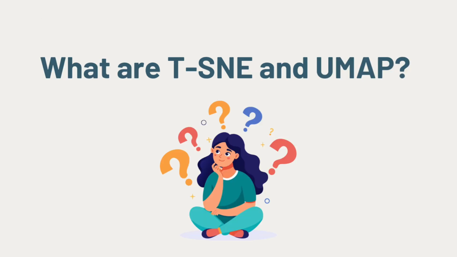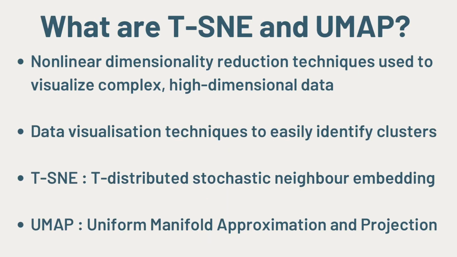But wait, what are t-SNE and UMAP? They are nonlinear dimensionality reduction techniques used to visualize complex, high-dimensional data in 2D or 3D plots. You may think of them as data visualization techniques to easily identify clusters of data. t-SNE stands for T-Distributed Stochastic Neighbor Embedding and UMAP stands for Uniform Manifold Approximation and Projection.